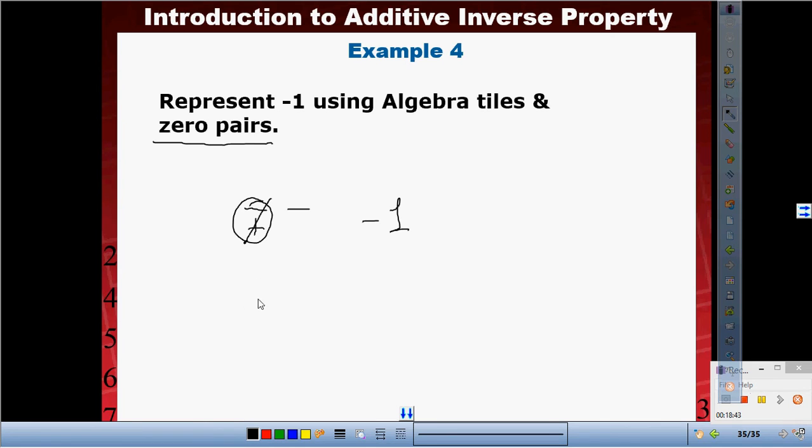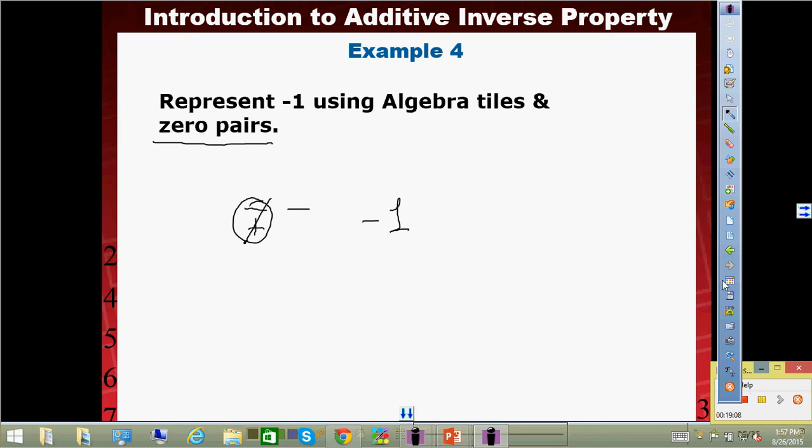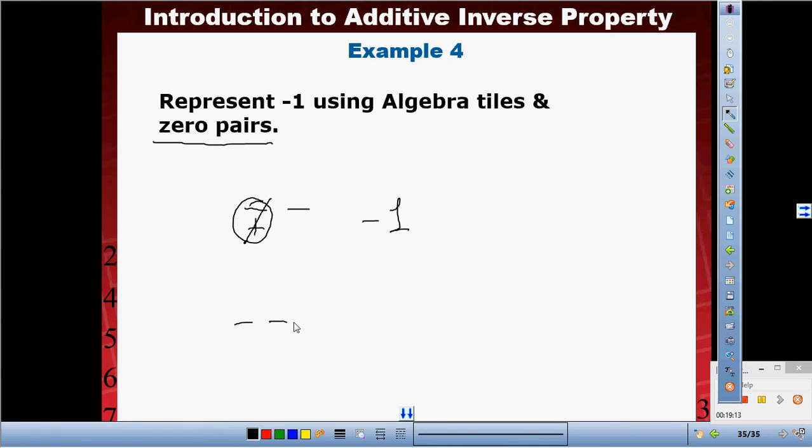So now you write your own example of a negative 1. This is my example, using 0 pairs and integer tiles. Then I'll use a randomizer to call on somebody to give me their example. Three negatives and 2 positives. You circle your 0 pair, and that represents negative 1.